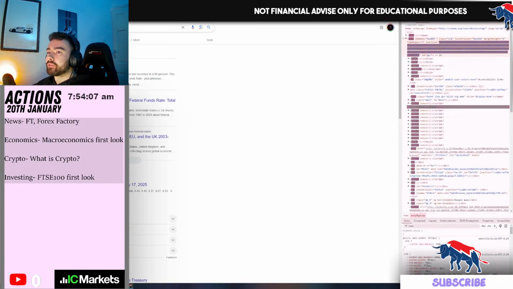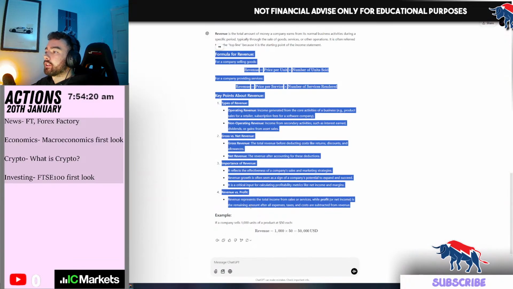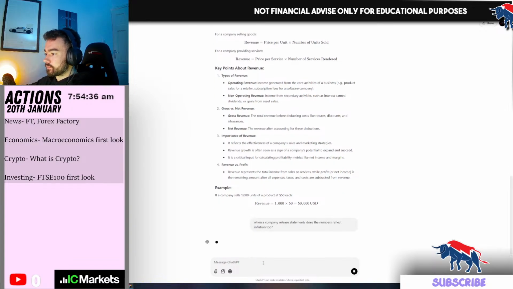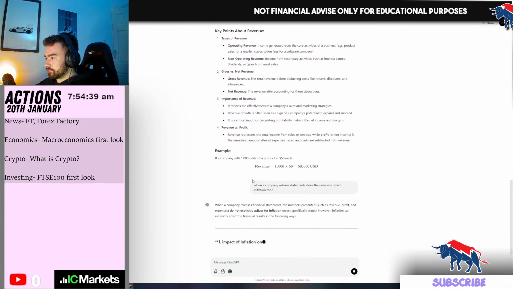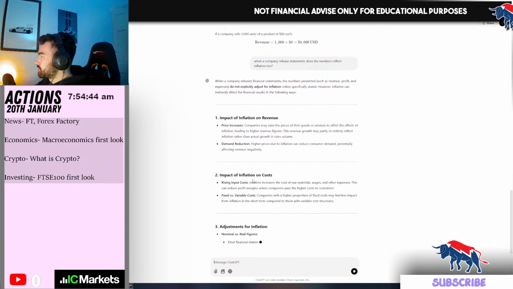Okay, so they're the ones which actually move the market. When a company releases statements, do the numbers reflect inflation too? Yeah, so it doesn't adjust for inflation, which kind of gives you a skewed view, doesn't it?